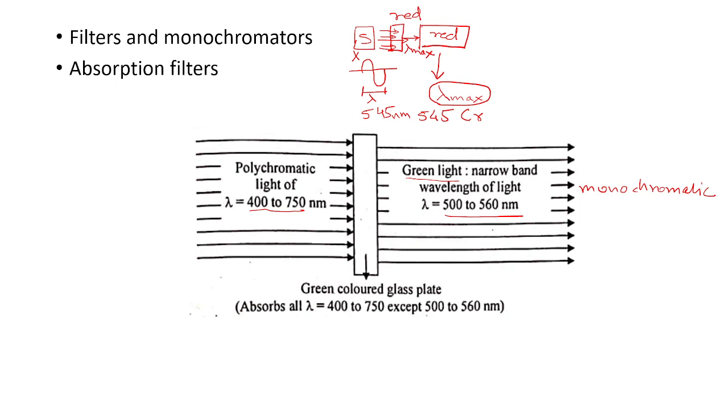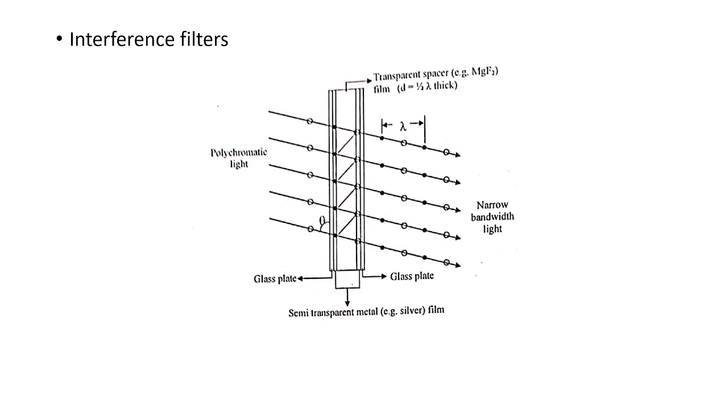Then another filter is used, that is the interference filter. These filters generally provide somewhat narrower bandwidth than the absorption type filters. Means compared to the previous one, these produce a narrow band. In order to prepare this filter, a semi-transparent metal film is deposited on the glass plate. Look here.